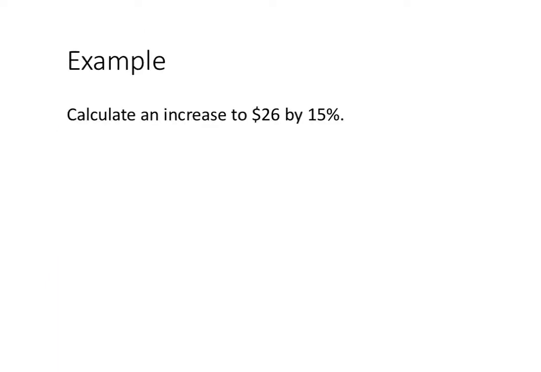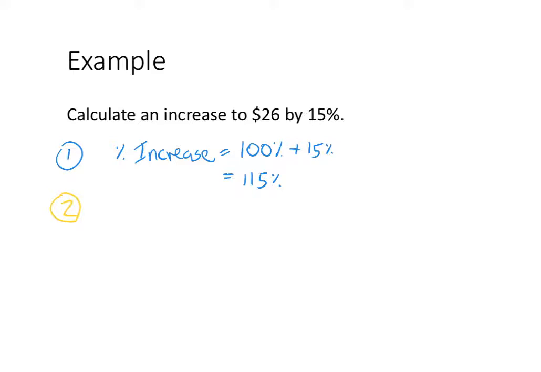In this example, we want to calculate an increase to $26 by 15%. The first step that we need to do is to calculate the relevant percentage amount in total that we're going to be increasing it by. So percentage increase is going to equal 100% plus 15%, which is equal to 115%. The second step that we need to do is convert that 115% into a decimal. And we're going to do that by dividing by 100. So that is going to equal 1.15.